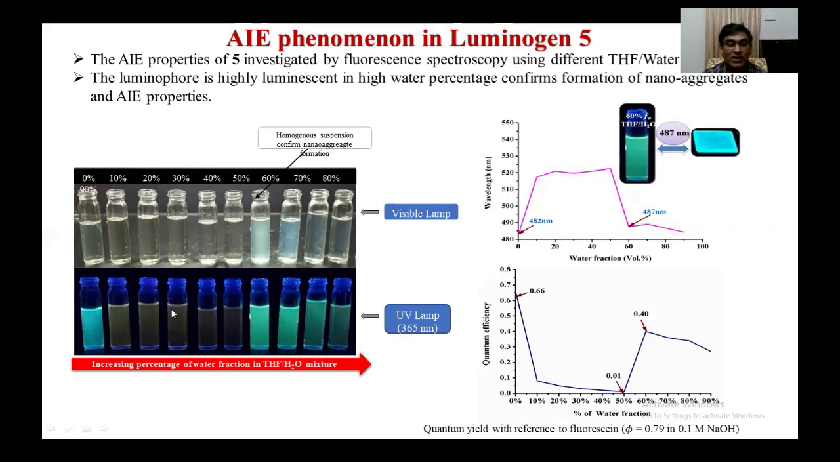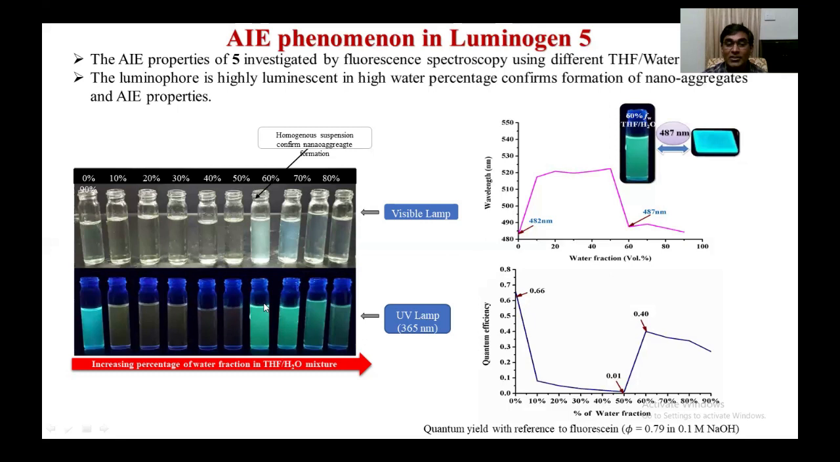But a stage comes where, with the increasing fraction of water and the polarity, due to formation of aggregates of this molecule, the solvatochromic effect becomes negative. Due to formation of solid particles or nanoparticles of this dye, you can see the emission over here.